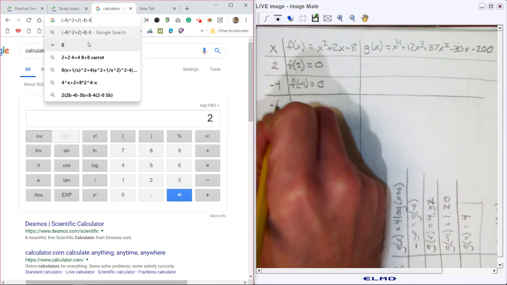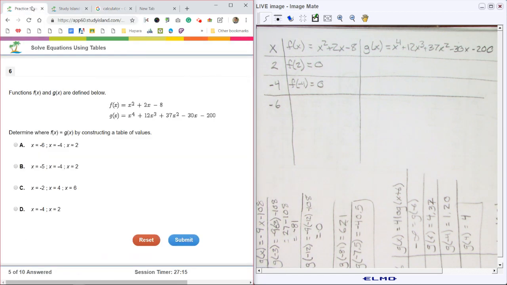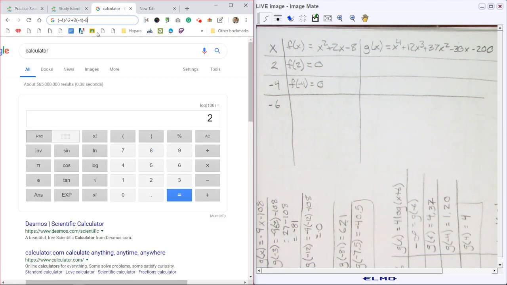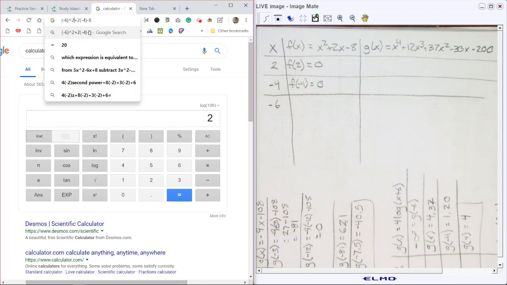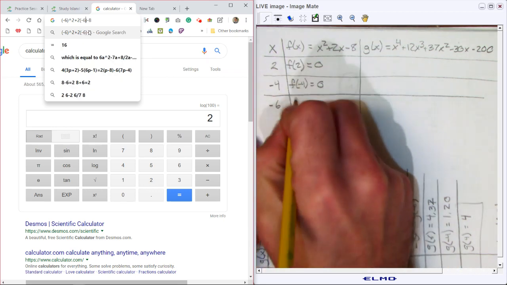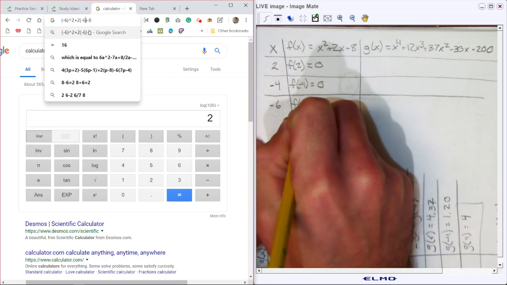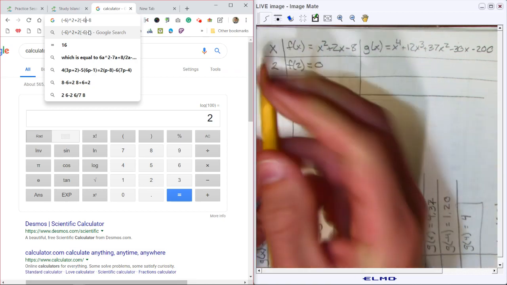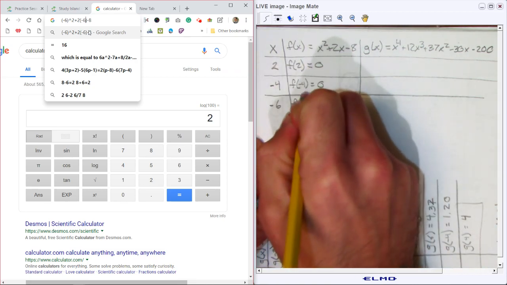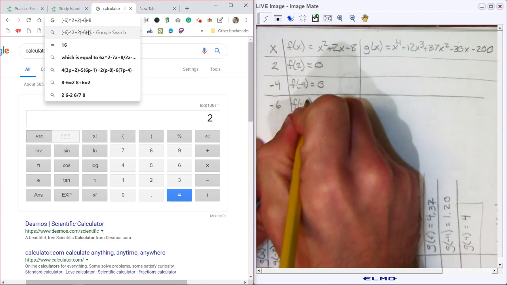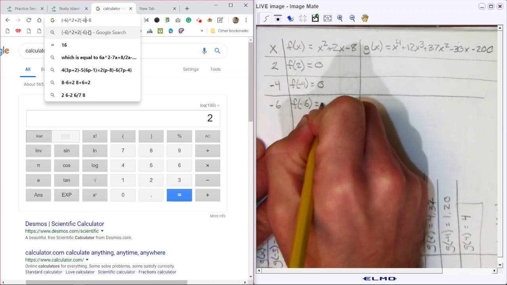There was one other one, negative 6, on that first choice. What was negative 6? All we have to do is change this value. Negative 6 is the option. So instead of negative 4 squared, it's negative 6 squared, and instead of 2 times negative 4, it's 2 times negative 6. And we get the answer 16. So f of negative 6 is negative 16.